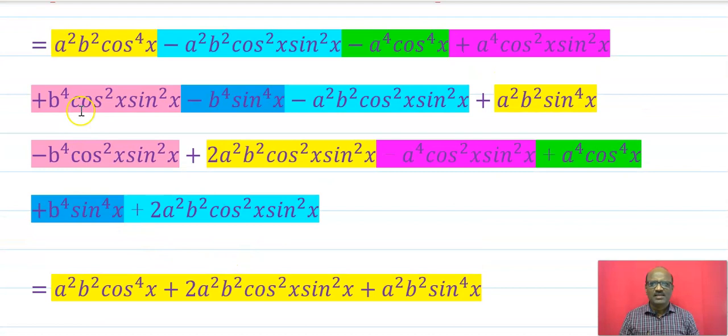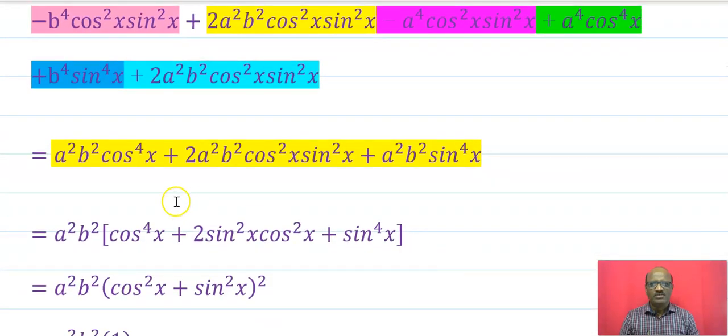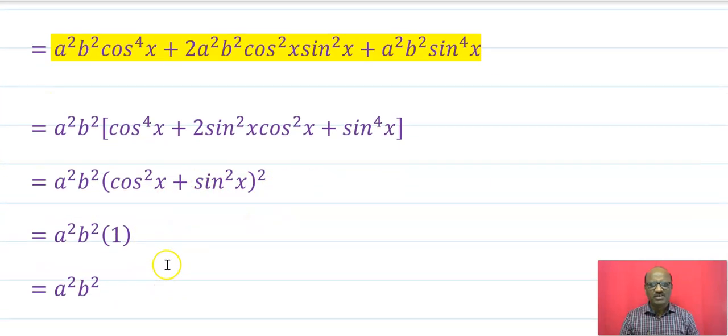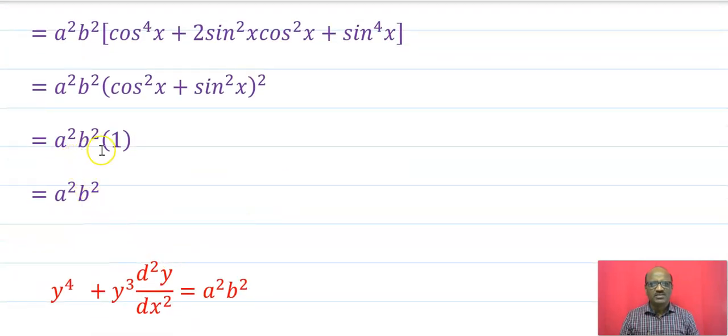You see this here. What is here? a^2 b^2 cos^4 x plus 2 times a^2 b^2 cos^2 x into sin^2 x plus a^2 b^2 sin^4 x. Now if you take a^2 b^2 common from this, then you will get cos^4 x plus 2 times sin^2 x cos^2 x plus sin^4 x. Now this is the perfect square of (cos^2 x plus sin^2 x) whole square, and its value is 1. That is equal to a^2 b^2 into 1, which is nothing but a^2 b^2.